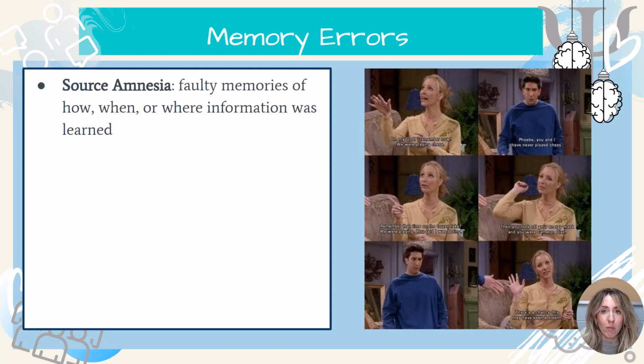Another memory error that we've studied is source amnesia. Source amnesia is when you can't remember where or when the information was learned. This is very commonly found if you had a dream and then a day or two later something happens and you're like, wait, did I dream about that? Did that happen for real? You could have a hard time remembering if it was reality or a dream.